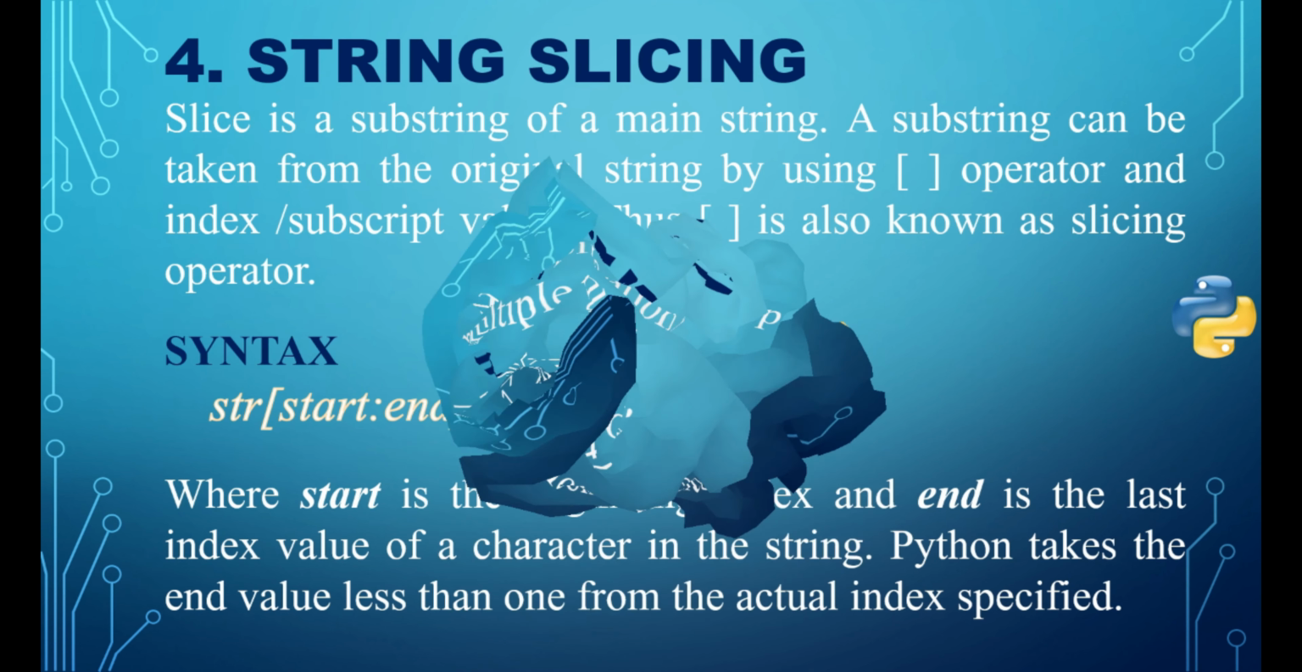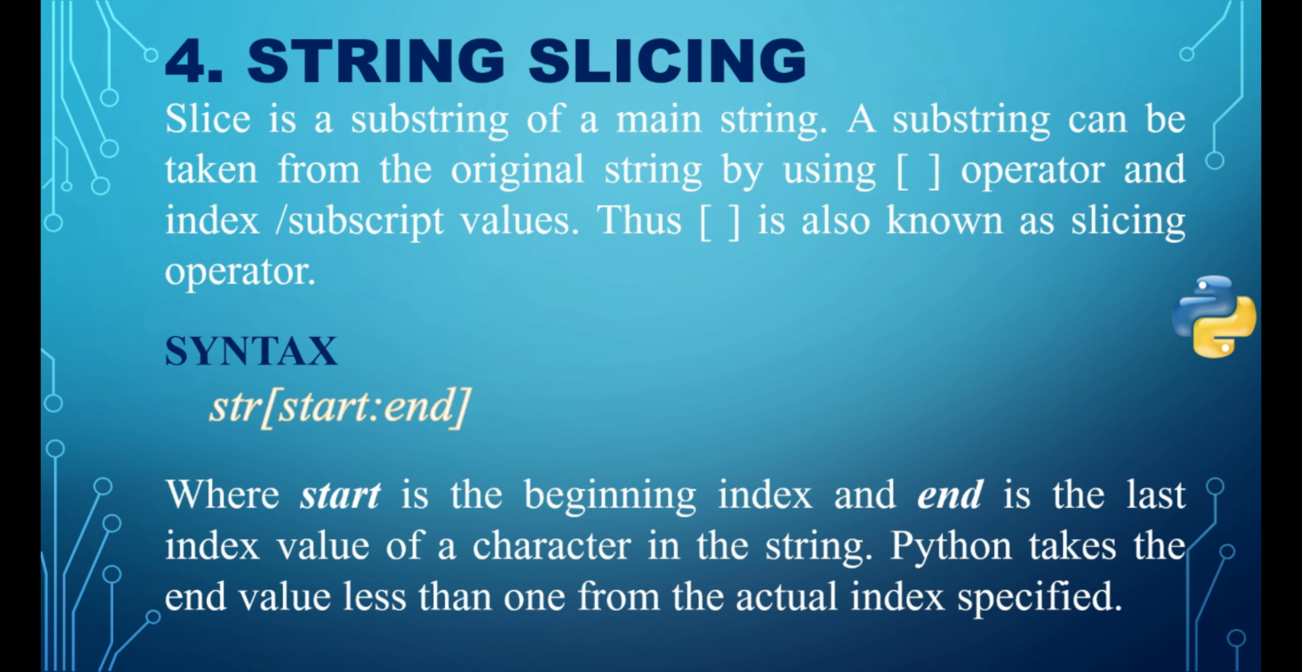Here, string slicing. A slice is a substring of a main string. A substring can be taken from the original string by using the square bracket operator and index subscript values. Thus, the square bracket is also known as the slicing operator. The syntax: str[start:end], where start is the beginning index and end is the last index value of a character in the string. Python takes the end value less than 1 from the actual index specified.